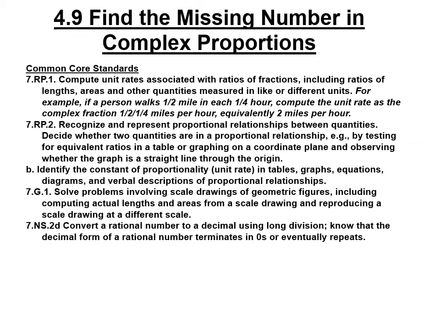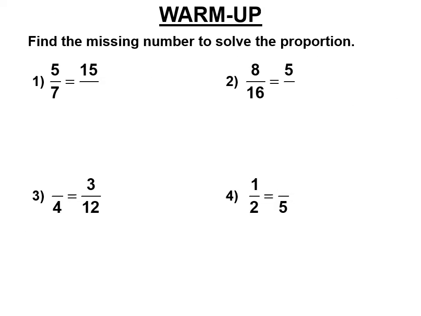Welcome to 4.9. We're going to be finding the missing number in complex proportions. All right, so we did find the missing number problems like this early in the year, right? So 5 times what makes 15? 3, so 7 times 3. The missing number is 21, makes them proportional.